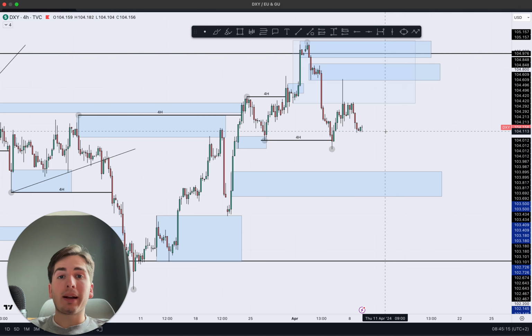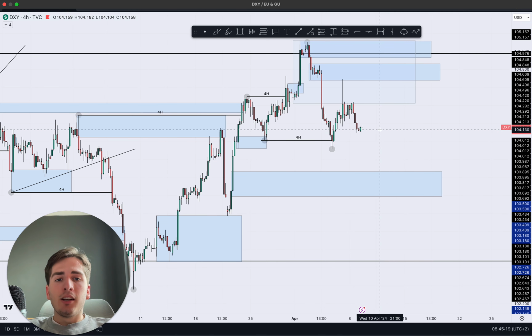Here for the major dollar pairs, I'm going to be explaining where I expect these pairs to be heading next. So starting off with the dollar index, first of all, here on the 4-hour time frame.